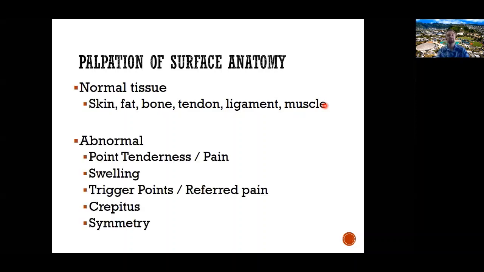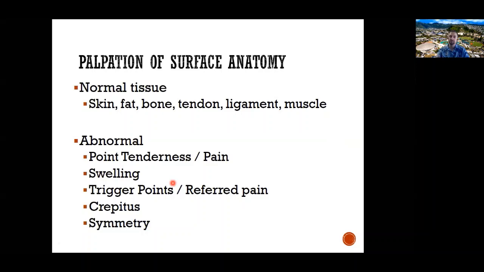Of course, then we can figure out the tissues that are causing abnormal sensations. So point tenderness, which means I push on something and it hurts, which generates the pain. Feeling for fluid, effusion or swelling or edema. Trigger points, which are in a muscle belly, so within the muscle fibers.